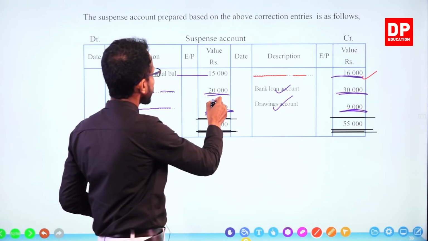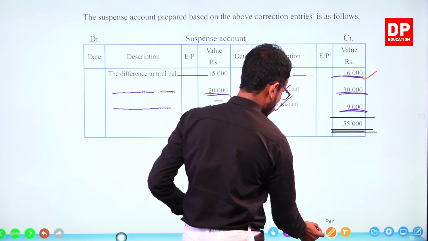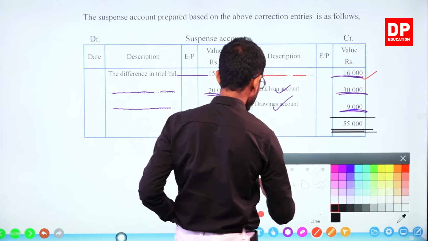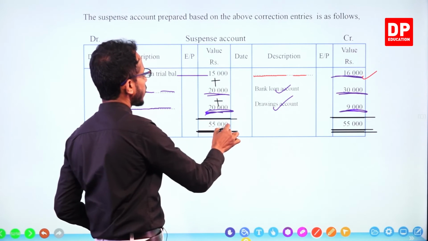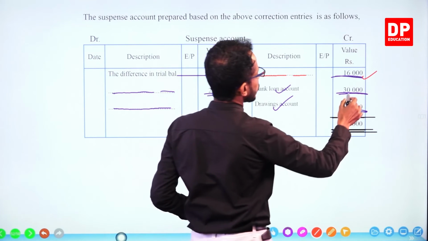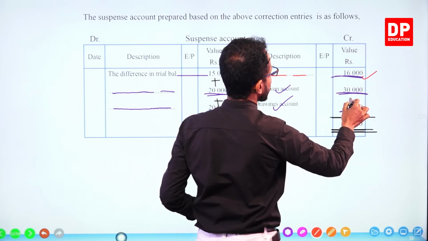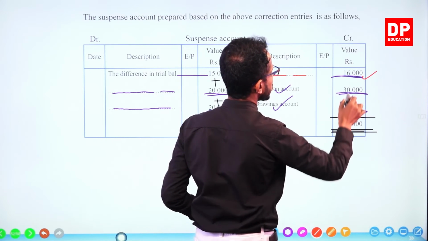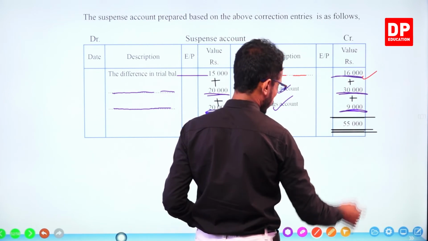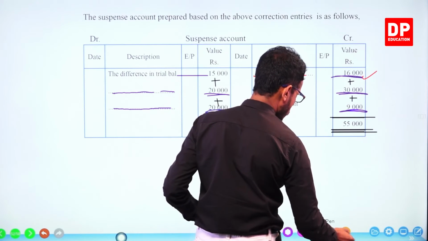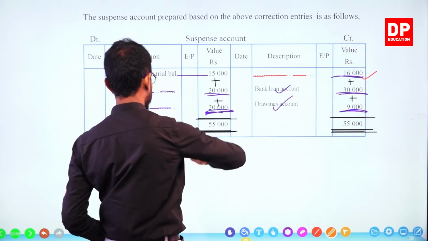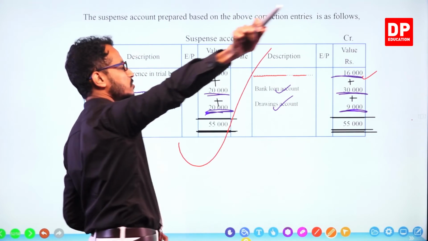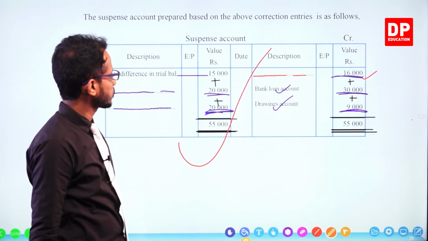20 plus 20, that is 40, plus 15, 55. This side also, 30 plus 9, 39, 39 plus 16, 55. There's nothing for you to think of. This suspense account is ruled out. It's ruled out.